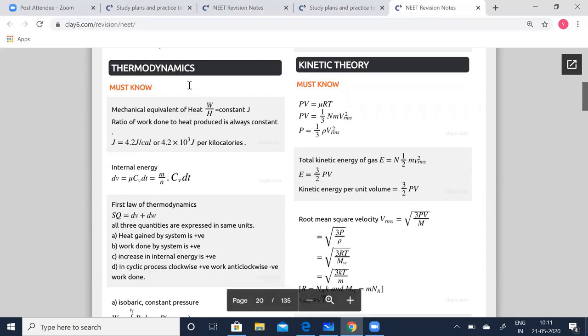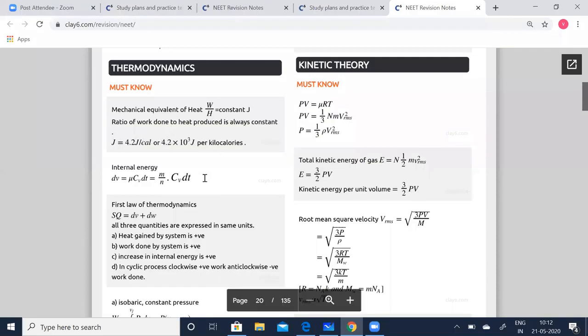So coming to thermodynamics, mechanical equivalent of heat: W by H is equal to a constant. The ratio of work done to heat produced is always a constant. J is equal to 4.2 joules per calorie, or 4.2 into 10 to the power of 3 joules per kilocalorie. This is a very important formula we'll have to know, because most of the problems will be using the specific heat of water. So this is what we'll have to be substituting in that place.